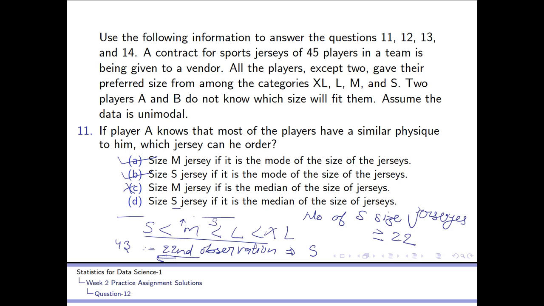So S size jerseys can be greater than or equal to 22, and there are only 43 observations. So the number of M size jerseys, L size jerseys, and XL size jerseys will be less than or equal to 22. So S size jersey will be ordered by the most number of players. So in that case, S will be the mode also. So whenever S is the median for this data, it will also be the mode. So A will order that S size also if it is the median of size of jerseys. So right options are A, B, and D.